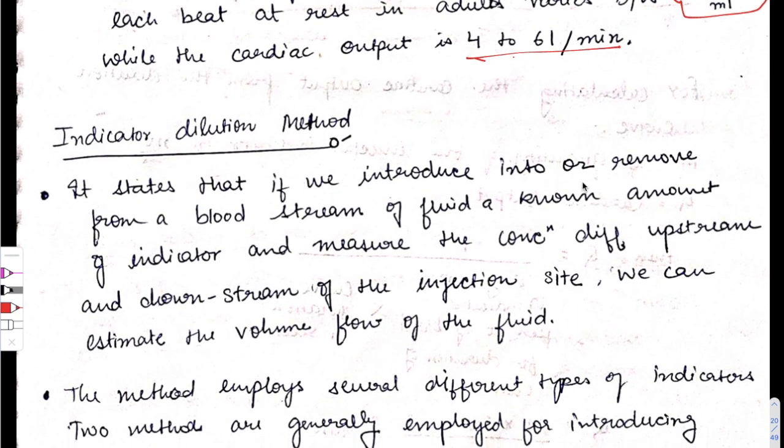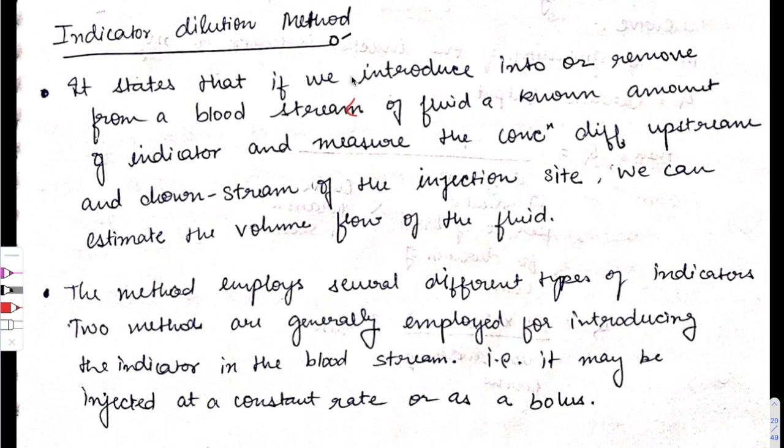The first method for measuring cardiac output is the indicator dilution method. This method states that if we introduce into, or remove from, the bloodstream a known amount of indicator, and measure the concentration difference upstream and downstream of the injection site, we can estimate the volume flow of the fluid. Basically, if we introduce or remove something from the bloodstream, we can measure the concentration differences upstream and downstream of the injection site.